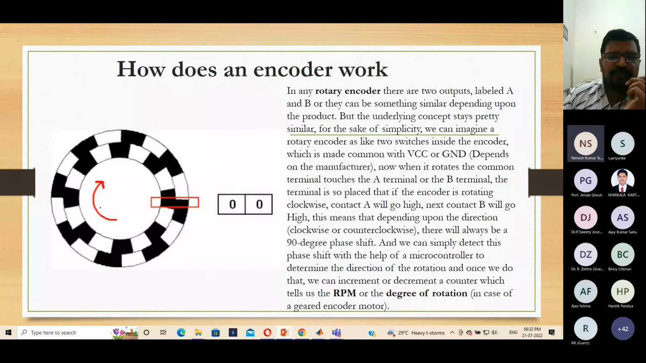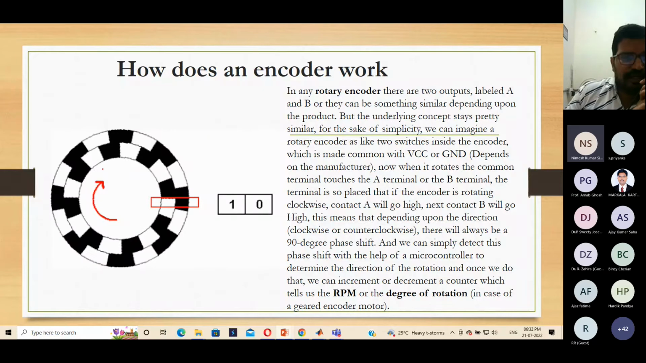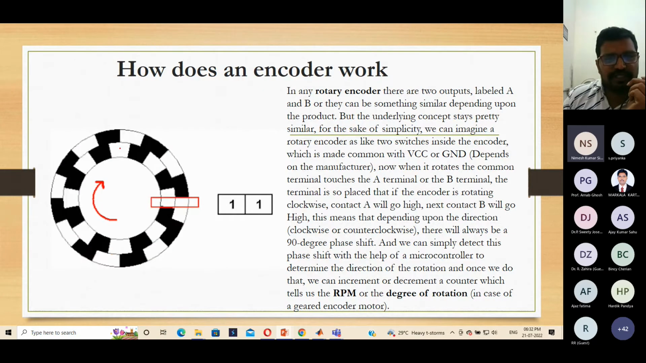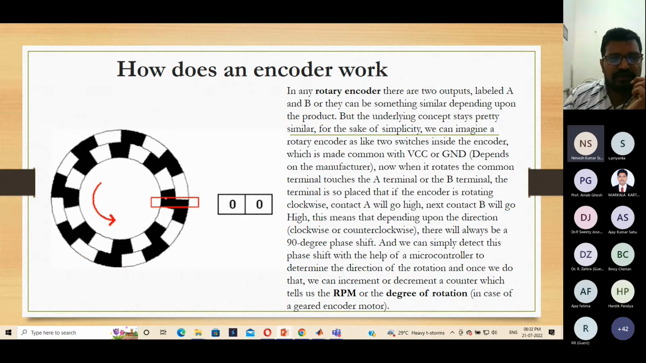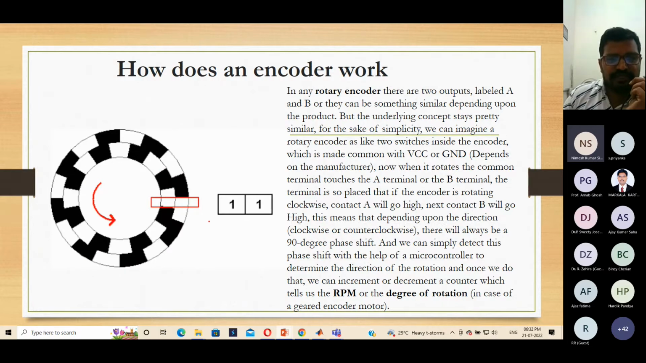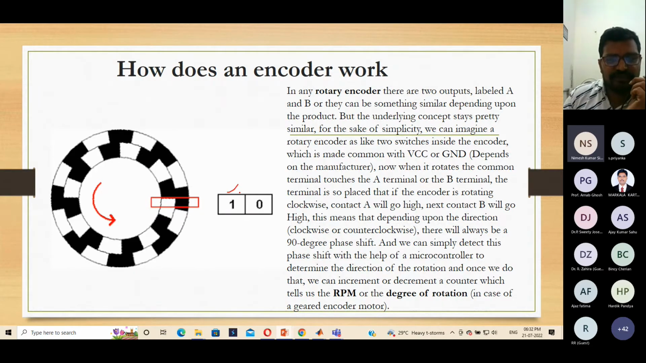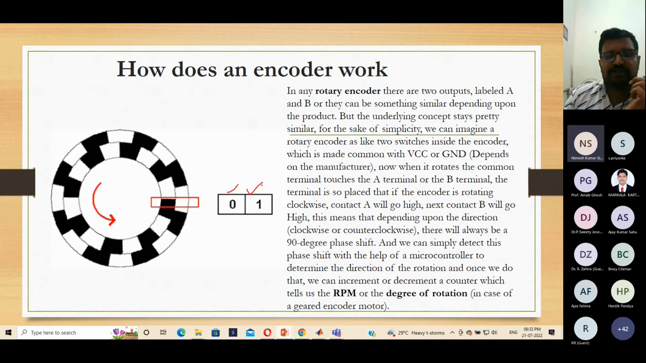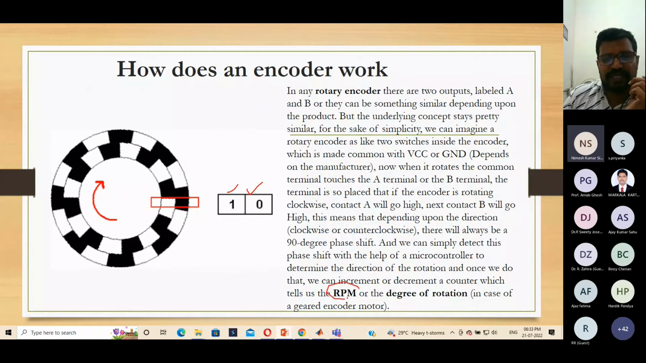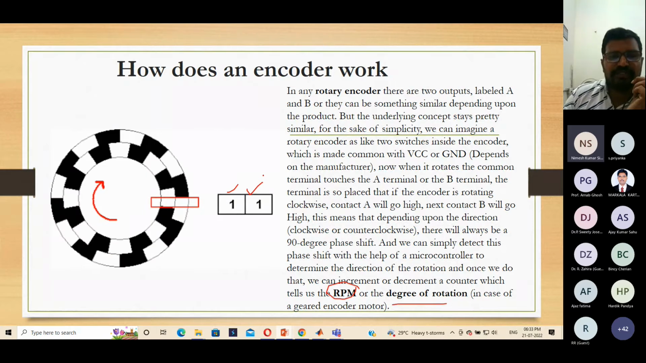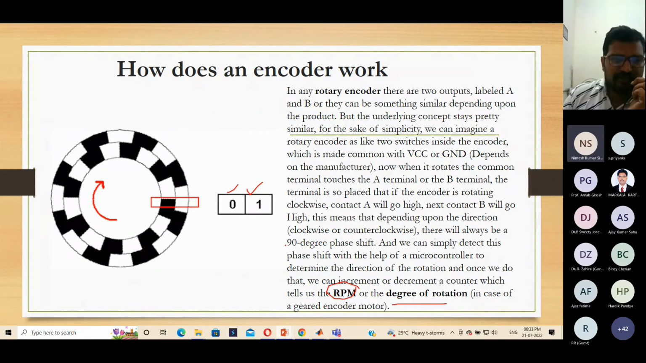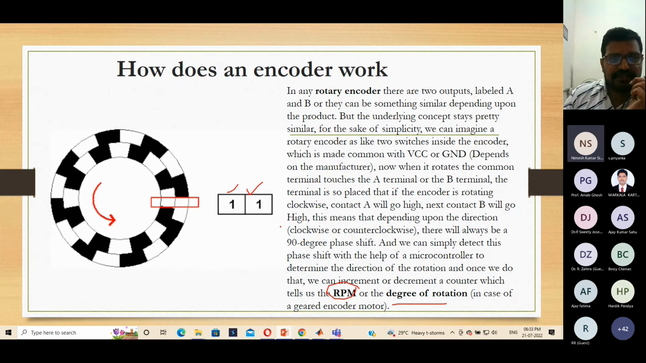So this is the general working principle of the encoder, as shown here. Once the motor is running, it gives digital values. These digital values are transformed and measured in terms of RPM and degree of rotation, that is, how much rotation has been done. Based on these digital values, we get the value.